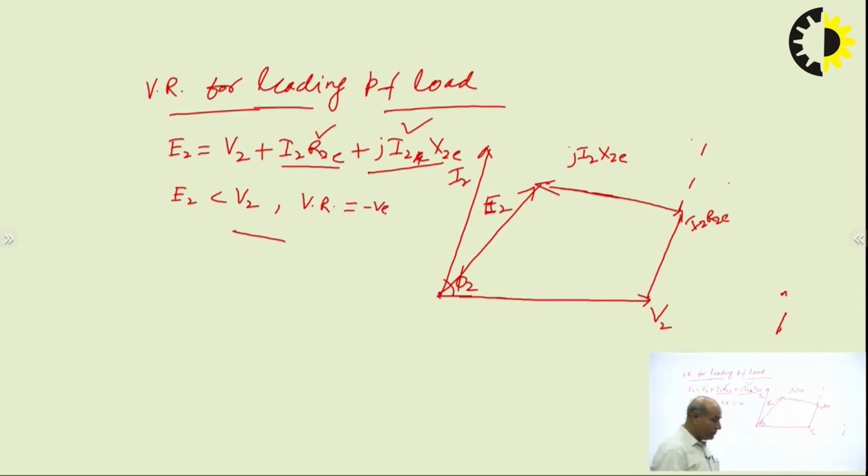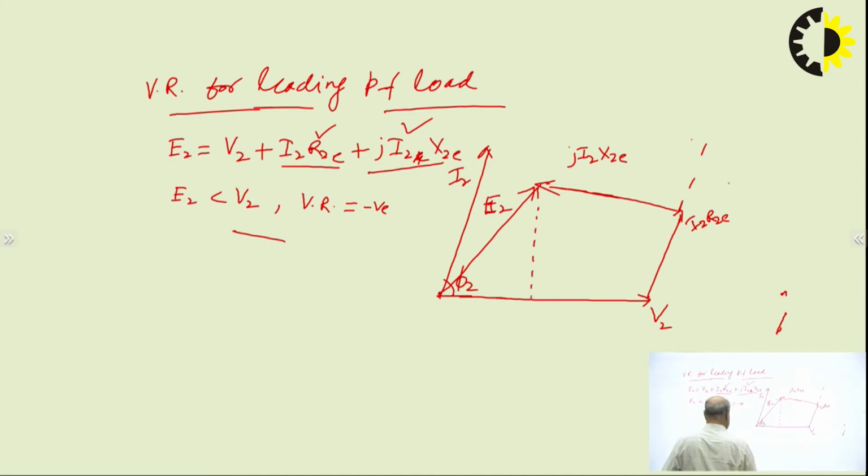Now we want to find the voltage regulation in terms of the parameters of this equivalent circuit, which are R2E, X2E, I2 and V2. So we will derive the expression of voltage regulation in terms of these parameters. To derive this equation, we will use this phasor diagram itself, and from the phasor diagram we will write the equation of E2. Suppose we are drawing a line which is perpendicular to this line.